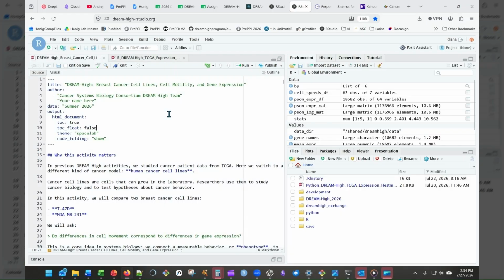Hi, everyone. This is for week 3, the activity on gene expression data and TCGA clinical data.